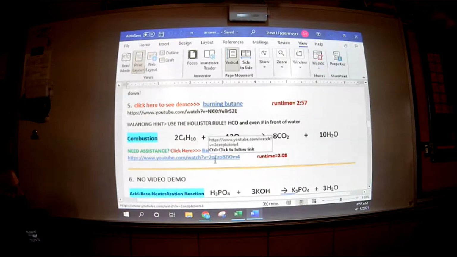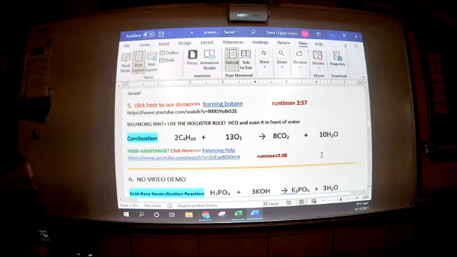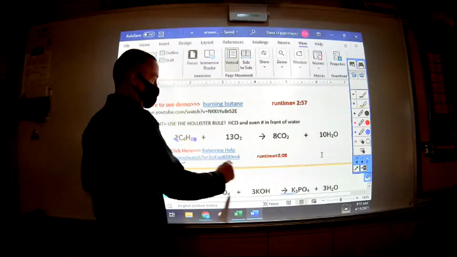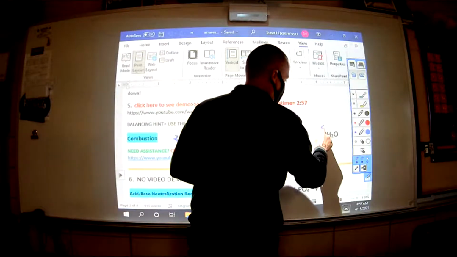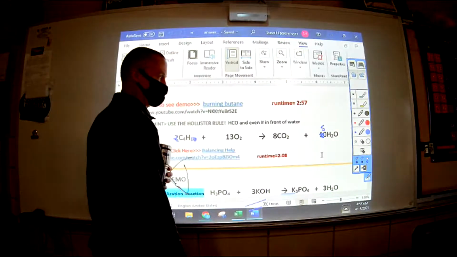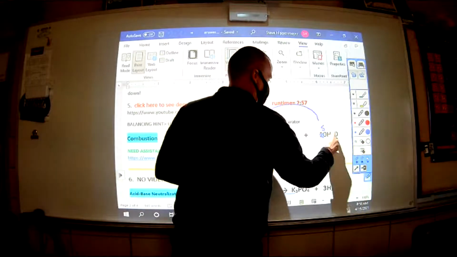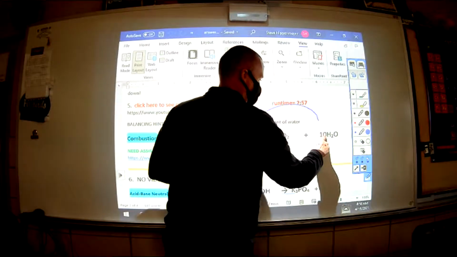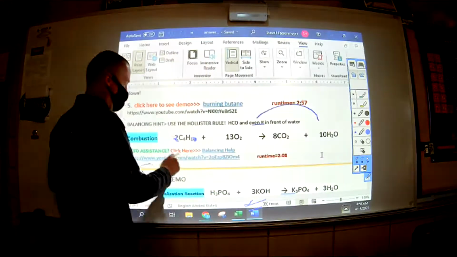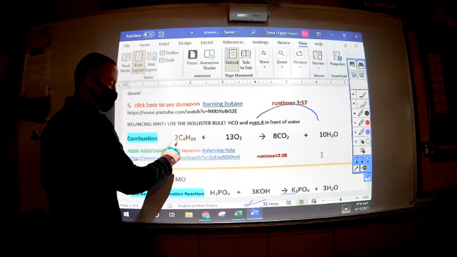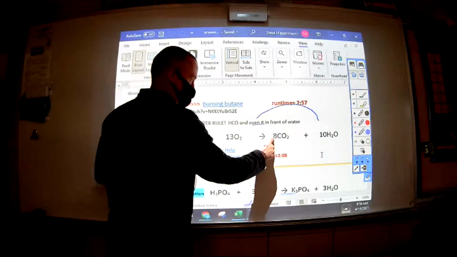Then we did another combustion again for practice, with the reminder on the Hollister rule. This is one where originally we would try to put a 5 there, because if we have a 10 here, the first number we would try is a 5. 5 times 2 is 10. But we need an even number in front of the water. So what do we do to that 5? We double it to make it a 10. 10 times 2 is 20. So we need a 2 here. 2 times 10 is 20. That gives us how many carbons now? 2 times 4 is 8. We put an 8 in front.